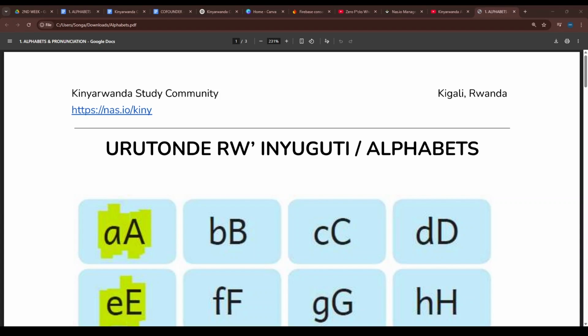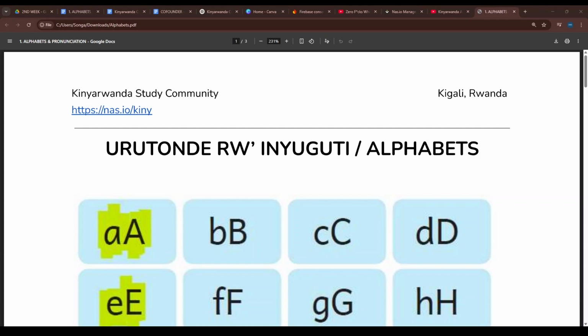Hi, let me welcome you to our second week and the first day of Kinyarwanda Fluency Challenge. This week, our focus will be on alphabets and consonants and vowels, those kind of things. That's what we're going to be focusing on this week. And today, on the first day, we're going to try to cover all letters that are available in Kinyarwanda.